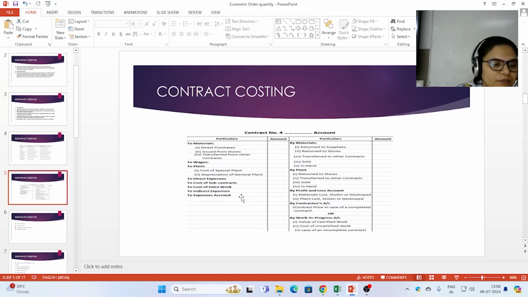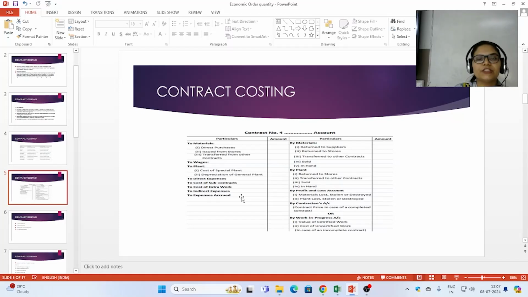Next is plant and machinery. The nature of contract being different, the contractor has to acquire various types of plants and machinery, equipments and tools. Some plants and machines are acquired exclusively for use in a specific contract and are used for a longer period of time on such contract. On the other hand, some plants and machines may be used in various contracts for a shorter period of time simultaneously.